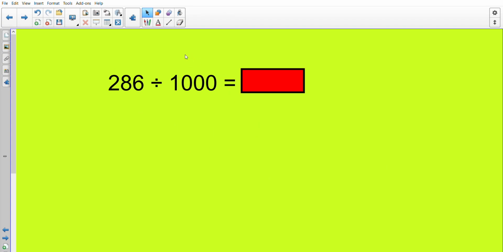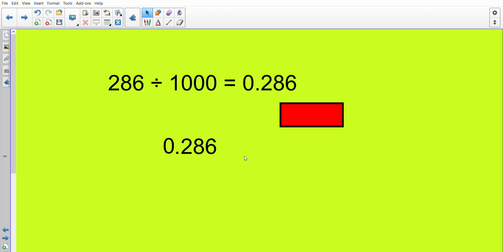Okay, next we're going to divide by 1,000. Now, as you've probably guessed, we've got 3 zeros, so we're going to move 3 places to the right. So let's write our number, 286. Put the decimal point in. The decimal point stays in the same place, and we hop 3 places to the right. So 1, 2, 3. 0.286, we'll put our 0 in, and there we have it.